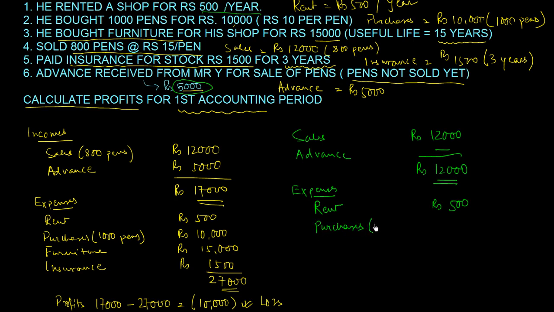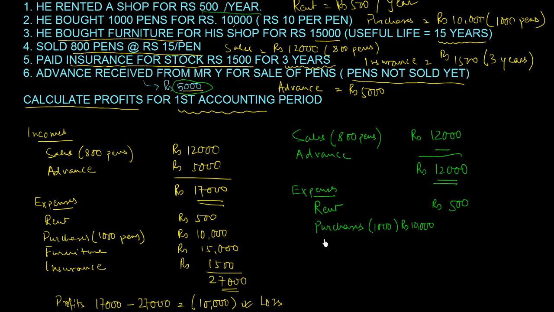Purchases was for 1000 pens, which was rupees 10,000. But tell me one thing, these sales was for 800 pens only, and as per the matching concept, we have to match the revenues with the expenses. So was the total expense of purchase of rupees 10,000 incurred for the sale of these 800 pens? Look carefully. The total expense of purchase of rupees 10,000 was for 1000 pens and not for 800 pens. So the purchases include 200 pens extra, which was not included in the sales of the pens.